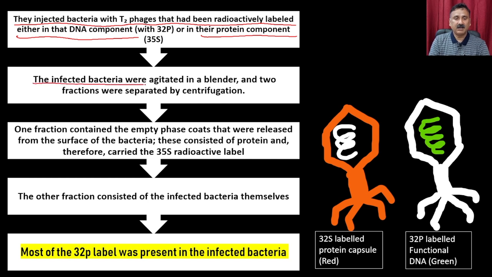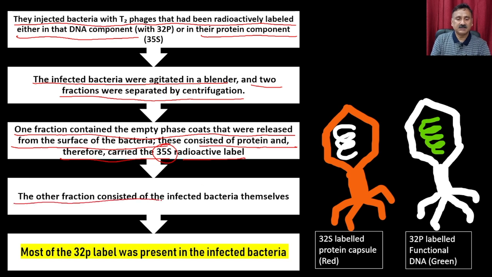The infected bacteria were agitated in a blender and the two fractions were separated by centrifugation. One fraction contains the empty phage coat that was released from the surface of the bacteria, which consists of the protein and therefore carries the 35S radio label. The other fraction consists of the infected bacteria itself. Most of the 32P label was found in the infected bacteria.